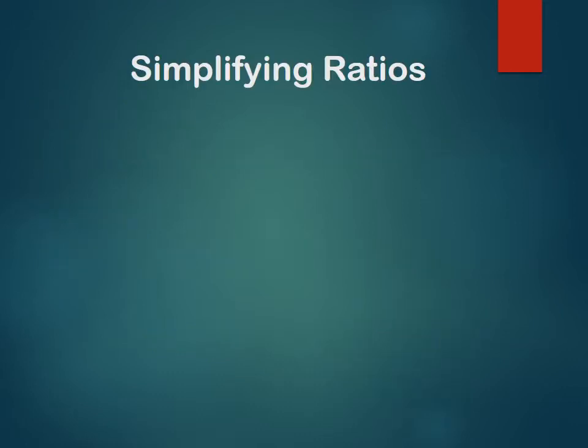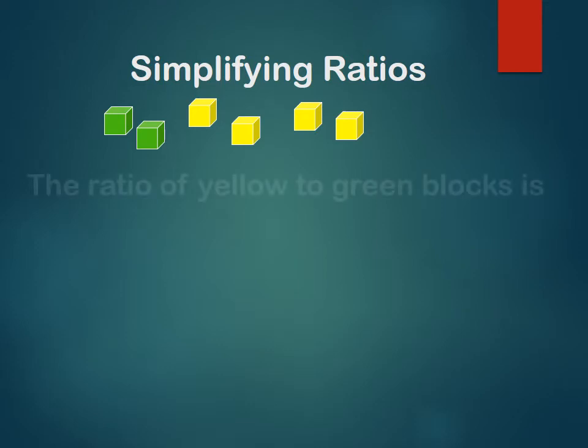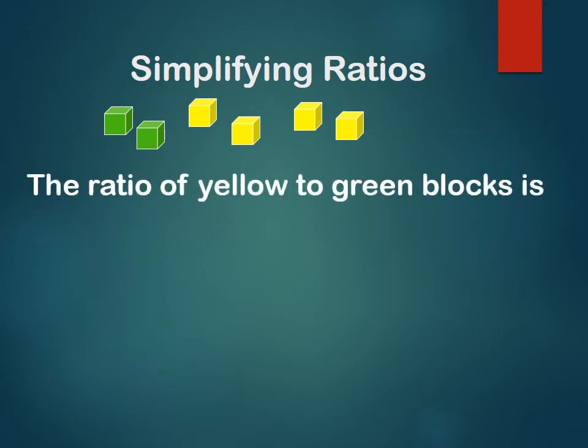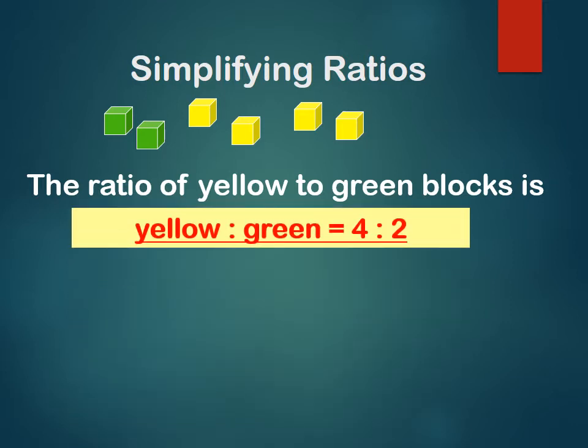Now let's remember how to simplify ratios. We have here 6 blocks. 2 of them are green and 4 of them are yellow. The ratio of yellow to green blocks is... How many yellows do we have? 1, 2, 3, 4. How many green do we have? 1, 2. He wants the ratio of yellow to green. So we first put the number of yellows, 4, and how many green? 2. So the ratio is 4 to 2.